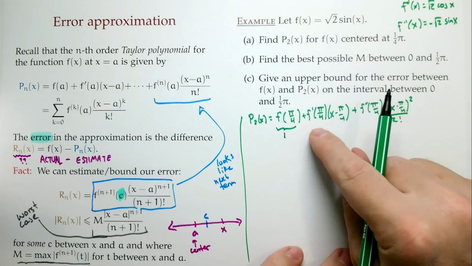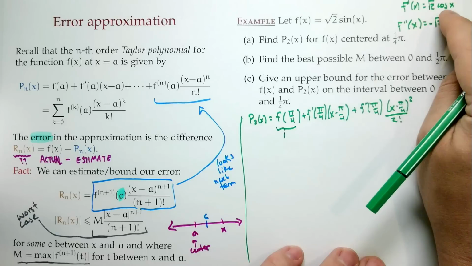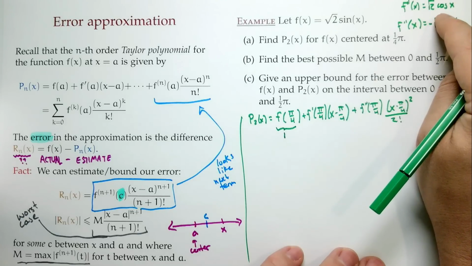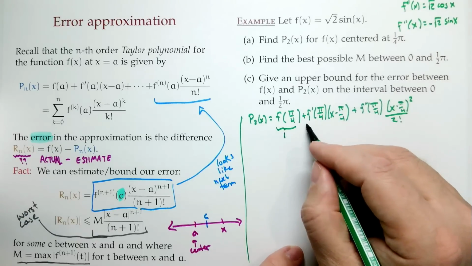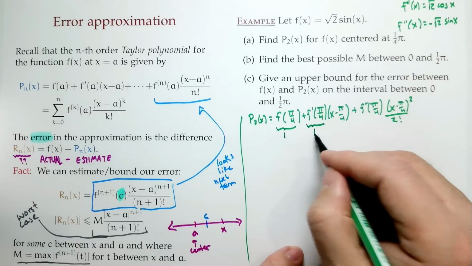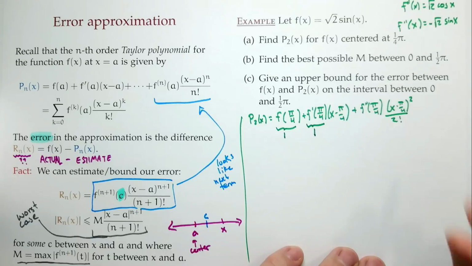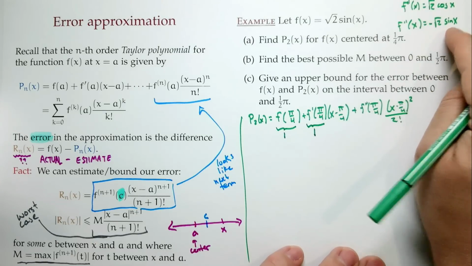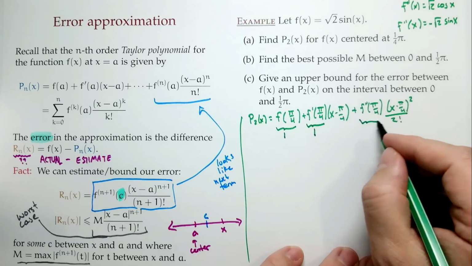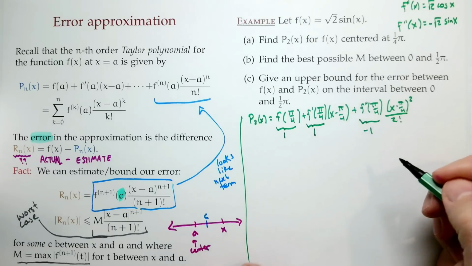Now, f prime of pi fourths. Well, that's cosine of pi fourths, which is also root 2 over 2, times root 2, which means that this term is also 1. F double prime of pi fourths: minus root 2 times root 2 over 2, which means that this term is minus 1.